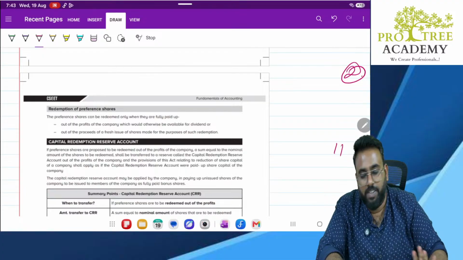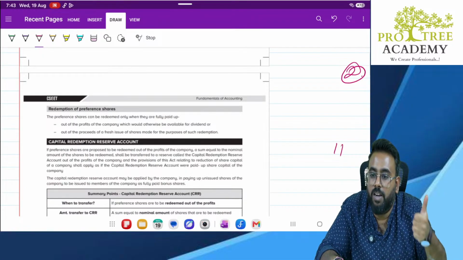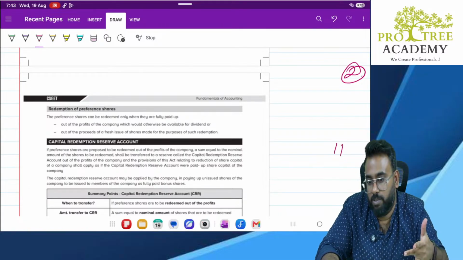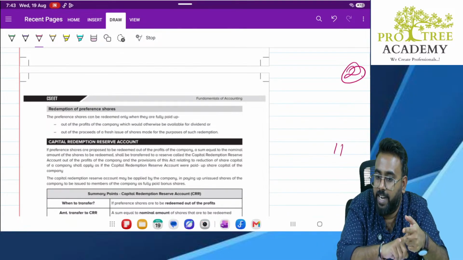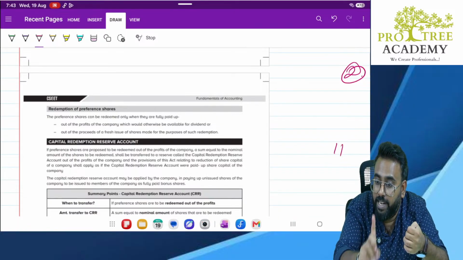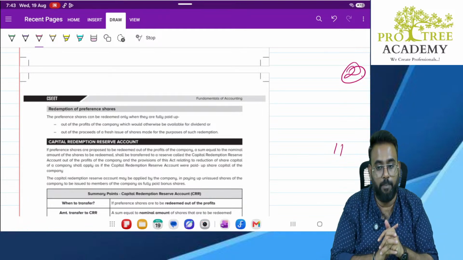Again, coming back to preference shares, exactly like your equity share capital, they can be issued at par, premium, or discount also. Clear? But understand, preference share capital is like debentures. It is a liability to the company. It is not a capital.